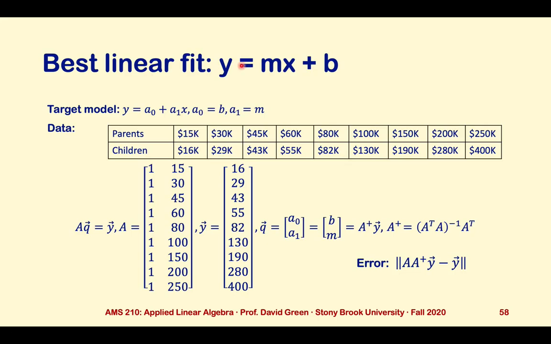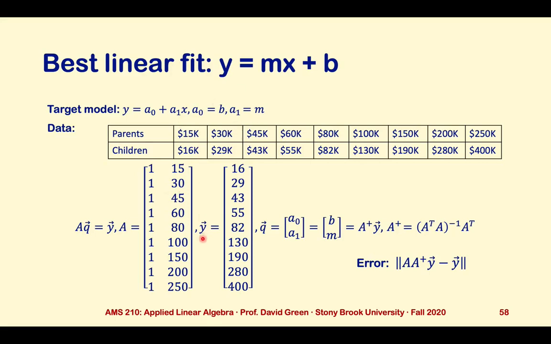Let's start with our best linear fit, y equals mx plus b. Y equals mx plus b, to rearrange it into our standard form, would be y equals a0 plus a1x, where a0 corresponds to b, our constant, our y-intercept, and a1 corresponds to m, our slope.